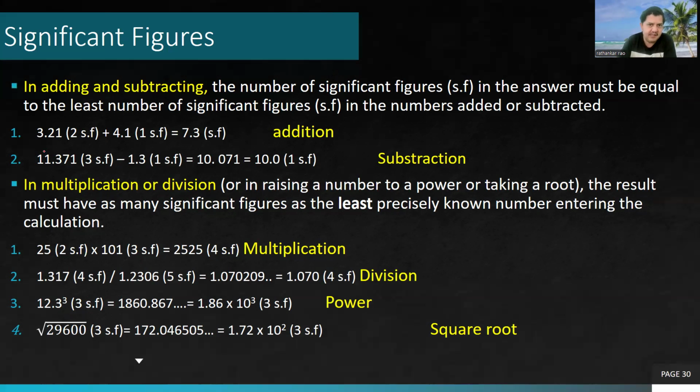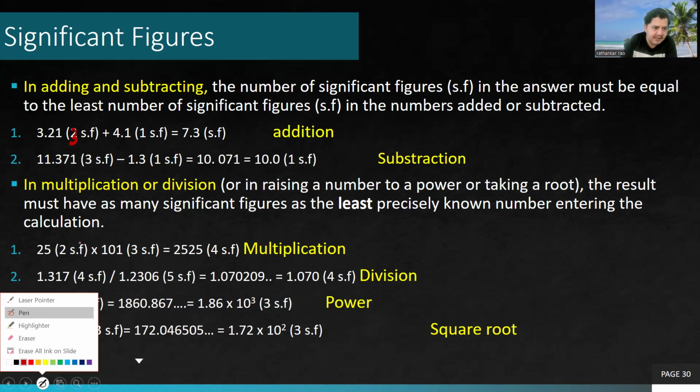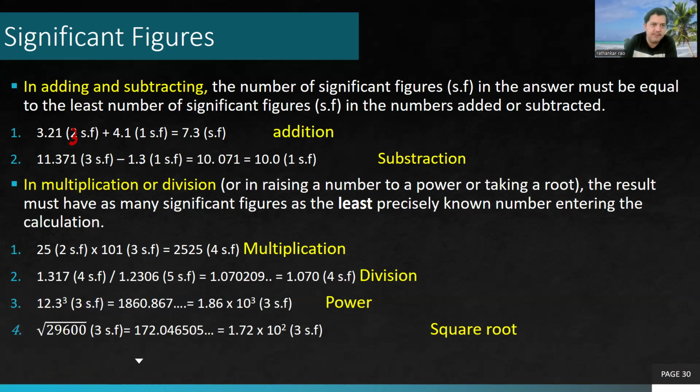Okay, let us take, for example, one number which is 3.21. How many significant figures does it have? 3.21 has three significant figures, and 4.1 has two significant figures. I made a mistake here. Let me just change it across here. So I can now say, let me use a white pen here, this will have three significant figures and this will have two significant figures.